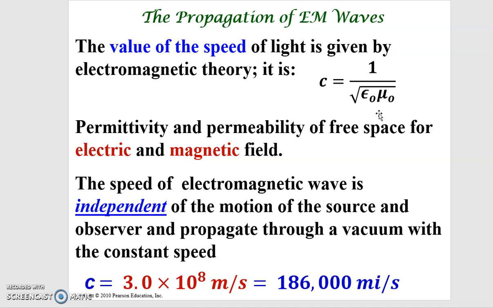The most important thing is that epsilon naught and mu naught are both constants. What does it mean? It means c is a constant and it doesn't depend on anything. It doesn't depend on the motion of the source or the observer. They all propagate in a vacuum at a constant speed. And this c value is 3 times 10 to the power 8 meters per second. This is a very important fact and a unique property of the EM waves.